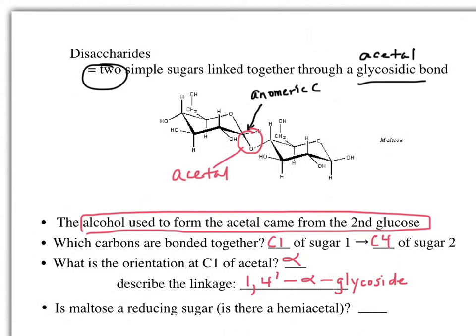Now, one of the questions that books love to ask you, and I may ask you on the test, is: is this a reducing sugar? Do you remember what a reducing sugar has? It has a hemiacetal. It needs to be able to open up at the anomeric carbon to make an aldehyde. Remember that? So it has to have a hemiacetal to be a reducing sugar. Does this one have a free hemiacetal? It doesn't have it there, right? That's not it. That's an acetal.